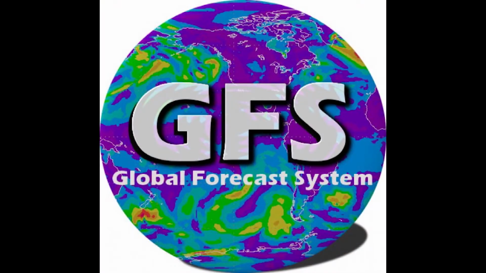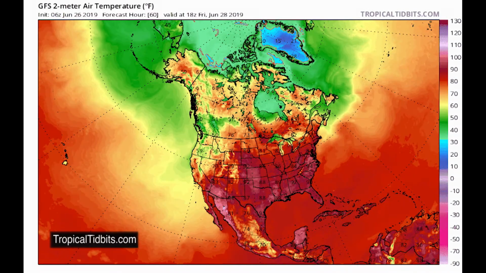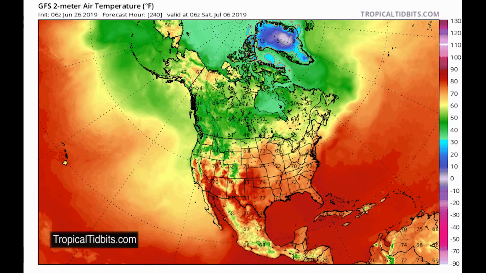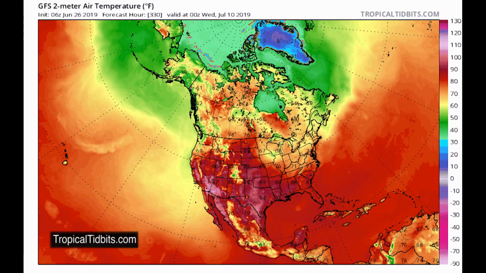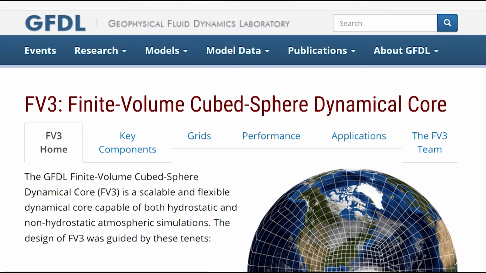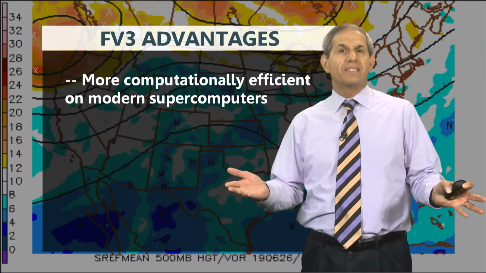And this is a big deal. The GFS is the U.S. flagship long-range model. Four times a day it provides forecasts, 16 days out. And this is the first time in almost 40 years that the model has a new dynamical core. It's called FV3, short for Finite Volume on a Cubed Sphere, developed at the Geophysical Fluid Dynamics Lab in Princeton, New Jersey. So what makes FV3 better?